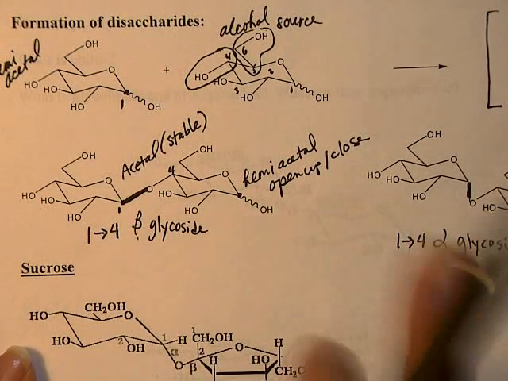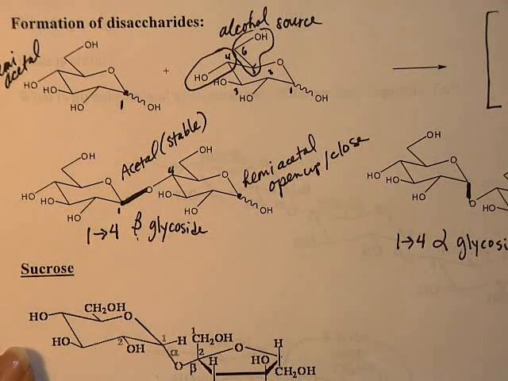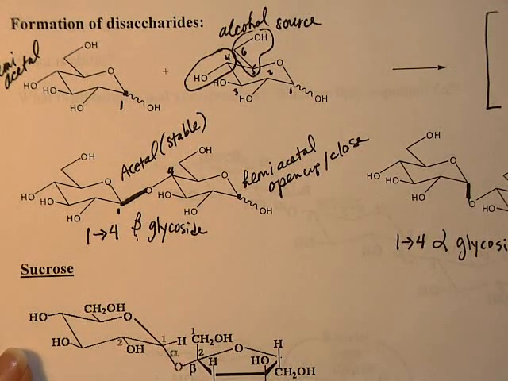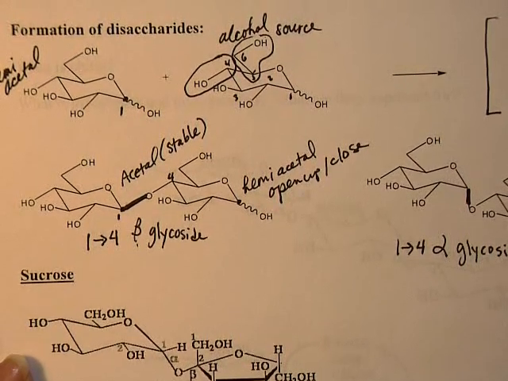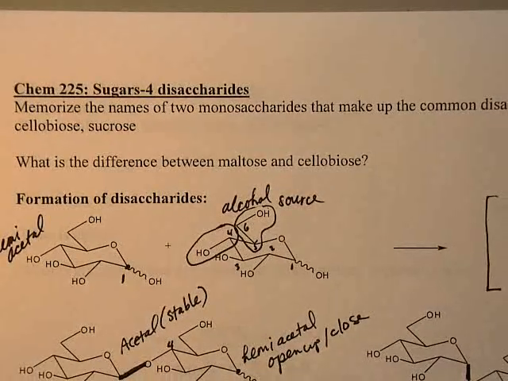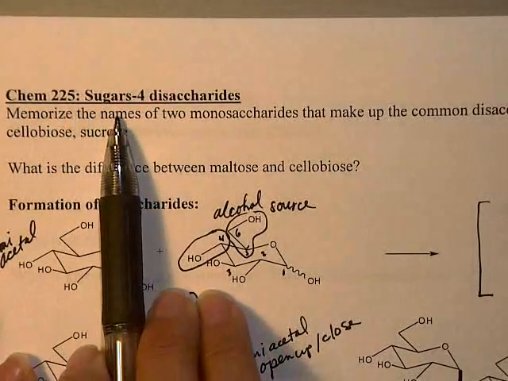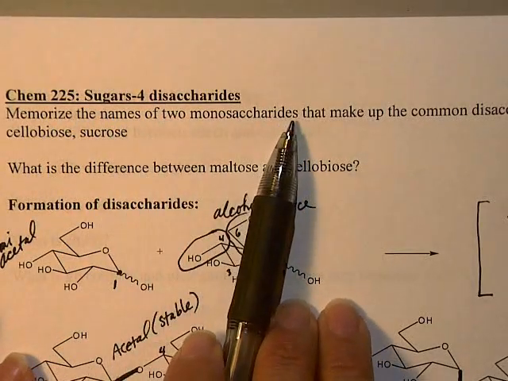All right. So that's kind of an overview of how the disaccharides form and what the chemistry would look like. What we're going to do now is look at specific disaccharides and go over them individually. So rather than have you memorize the structures of all disaccharides, what I want you to be able to do is this. This is your goal. Memorize the names of the two monosaccharides that make up the common disaccharides.